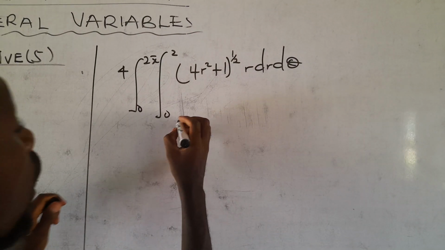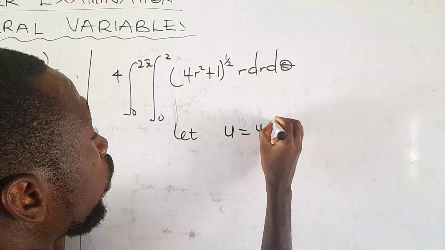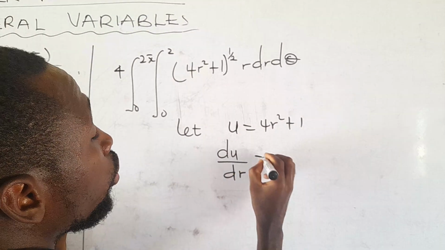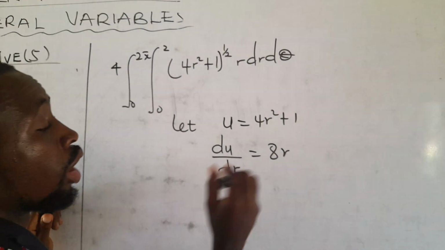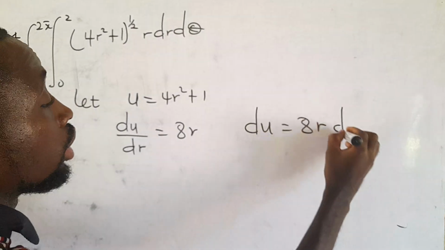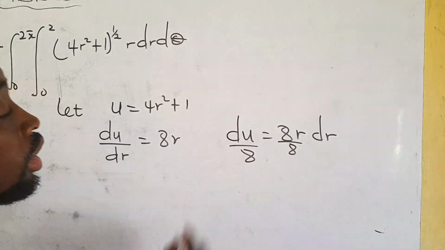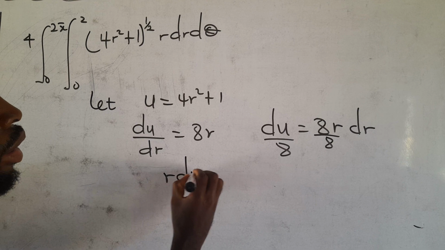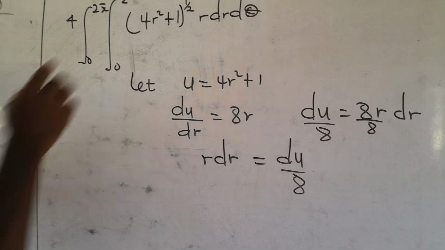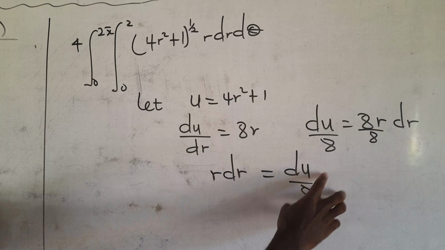So we can say we should let u be equal to 4r squared plus 1. Then du over dr will be equal to 8r. Now what do we have? We can multiply both sides, so du is equal to 8r dr. Now I want r dr, so I will divide both sides by 8. Then r dr is equal to du over 8. So in place of 4r squared plus 1, I'll substitute u. And in place of r dr, I'll substitute du over 8.